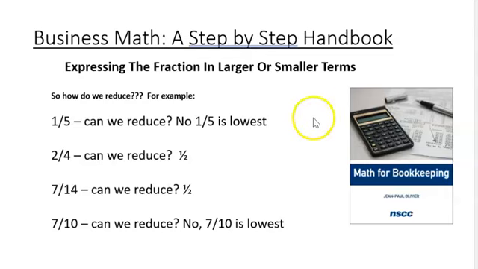So as you can see here, 1 over 5 is the lowest. 2 over 4 can be reduced to 1/2 because 2 can go into 2, which would give you the 1, and 2 goes into 4, which would give you the 2, so 1/2. Same as 7 over 14. 7 goes into both of them. 7 goes into 7, 1, so you write the 1. 7 goes into 14, 2, so you've got 1/2. And then, as I mentioned, 7 over 10 is the lowest. It can't be reduced further.